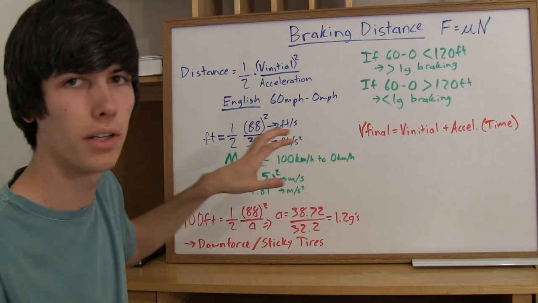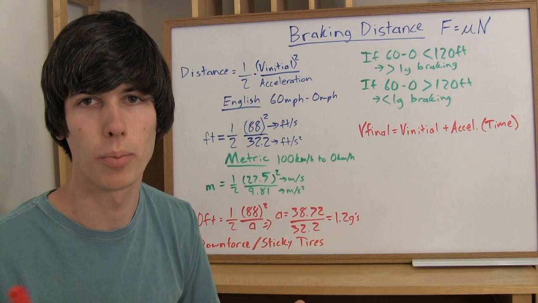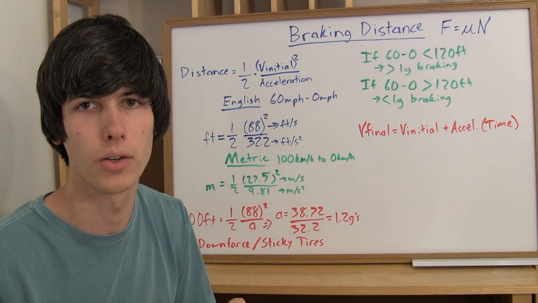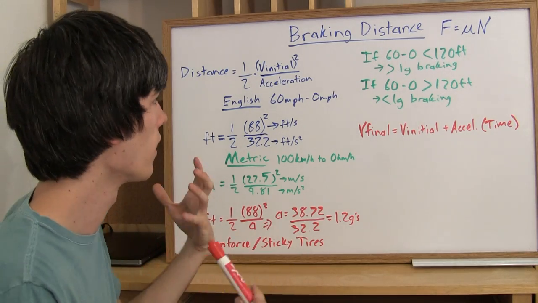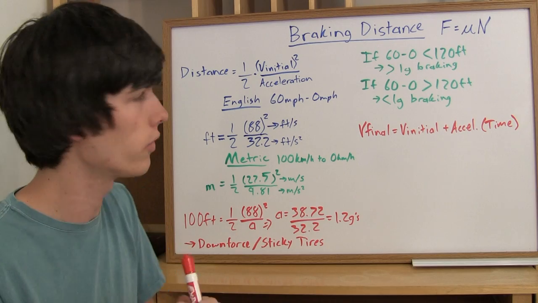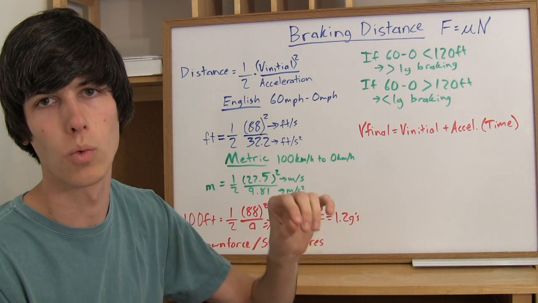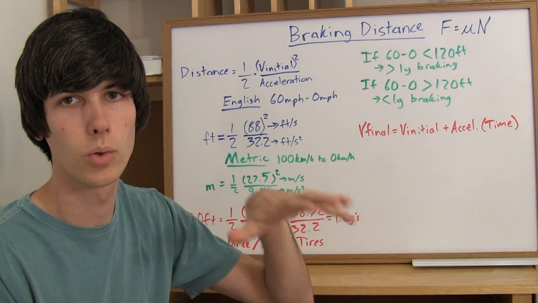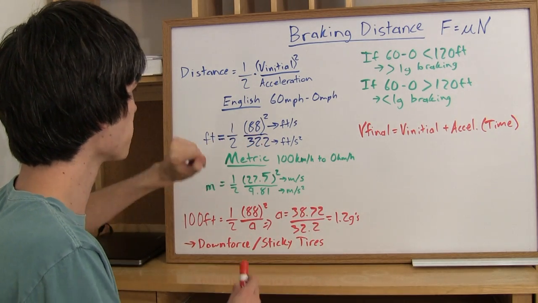The common use in English units is 60 miles per hour to 0 miles per hour. You'll probably see this in Motor Trend or Car and Driver or Inside Line. They'll give you stats saying this car brakes from 60 miles per hour to 0 miles per hour in so many feet. Well, let's see how many feet it would take for 1G of deceleration. That is the equivalent force of gravity on the car in order to stop it.